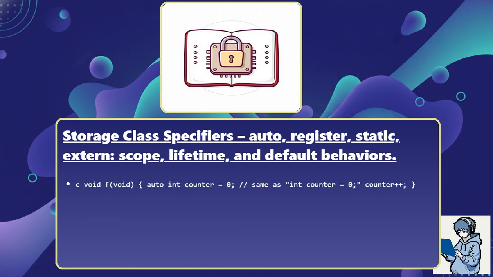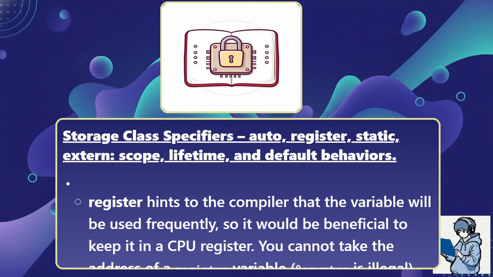Example: void f of void, open brace, auto int counter equals 0, comment same as int counter equals 0, counter plus plus, close brace. Register hints to the compiler that the variable will be used frequently, so it would be beneficial to keep it in a CPU register. You cannot take the address of a register variable. Ampersand counter is illegal. Modern compilers often ignore the hint and decide on their own.